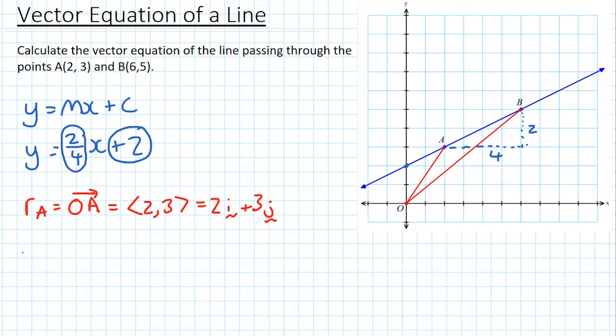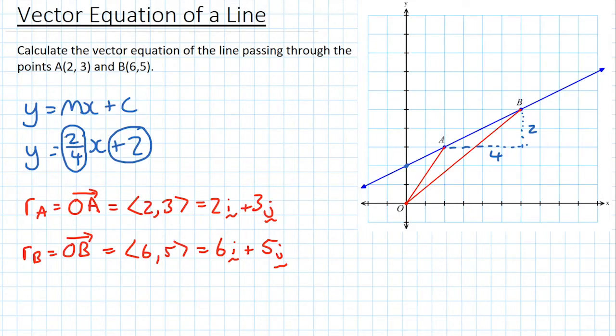Likewise, we can do the same for B, so we can find the position vector of B from the origin. So we have to go from the origin to B, and that's going to be (6, 5), because we have to go 6 across and 5 up from the origin, which again in ij notation is going to be 6 in the i direction and 5 in the j direction. These are the two vectors we can see here. So I'm going to go from the origin up to A. So that's the position vector of A. And likewise, the position vector of B is going from the origin up to B.